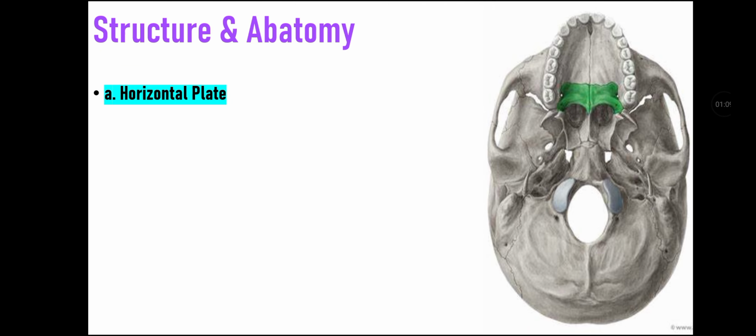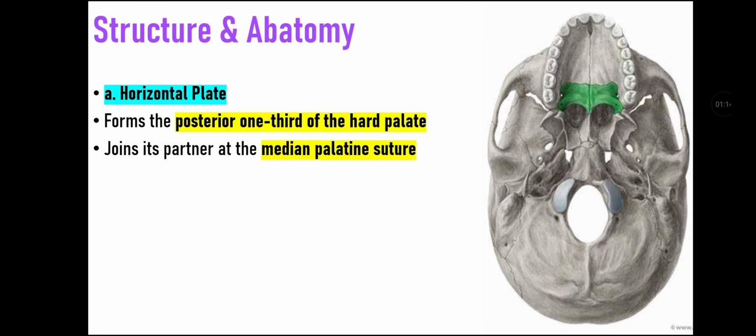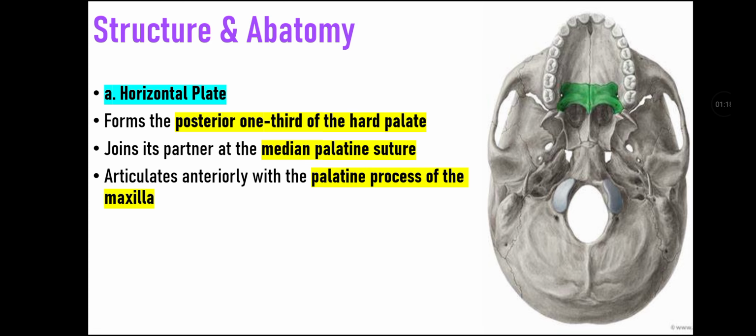Now let's talk about its horizontal plate. It forms the posterior one-third of hard palate. It joins its partner at the median palatine suture. It articulates anteriorly with the palatine process of maxilla.